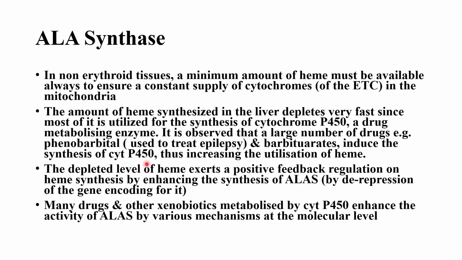Then, in non-erythroid tissues, a minimum amount of heme must be available always to ensure a constant supply of cytochromes in the mitochondria. The amount of heme synthesized in the liver depletes very fast, since most of it is utilized for the synthesis of cytochrome P450, a drug metabolizing enzyme. It is observed that a large number of drugs, for example phenobarbital, that is used to treat epilepsy, and barbiturates induce the synthesis of cytochrome P450, thus increasing the utilization of heme.